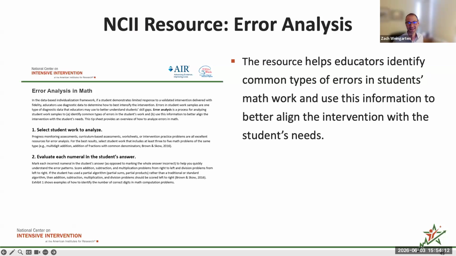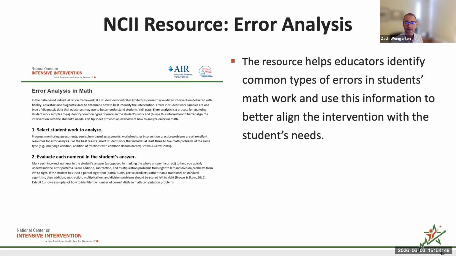Thanks, Ali, and thanks, Sarah, for such a great presentation. I just wanted to briefly share our NCII resource that we developed based on the great work that we saw through Math Spiral. We put together a step-by-step guide that goes along with this process that our presenters just shared. The purpose is to help identify common types of errors in students' math work and then use this information to better align the intervention with students' needs.